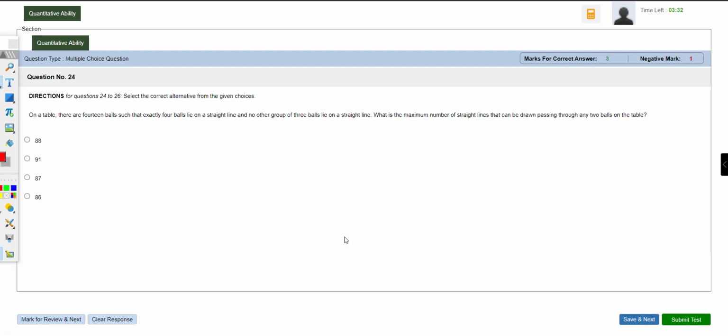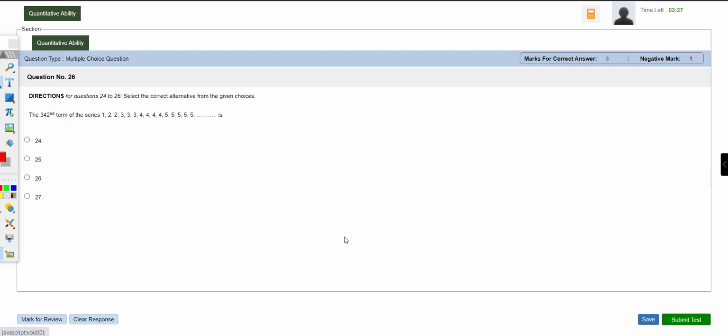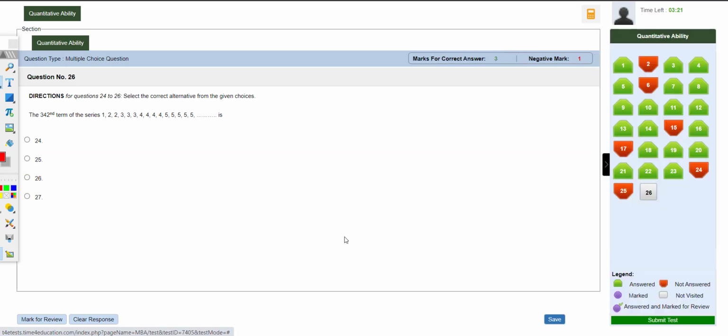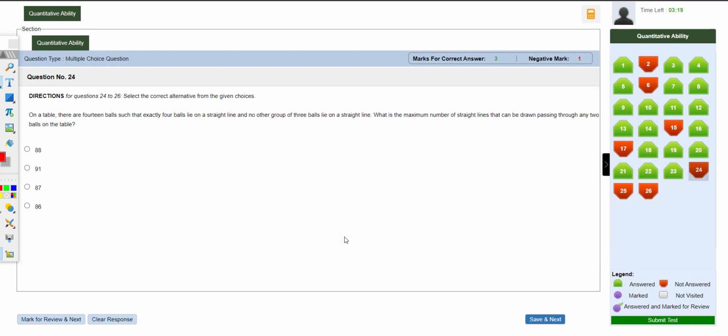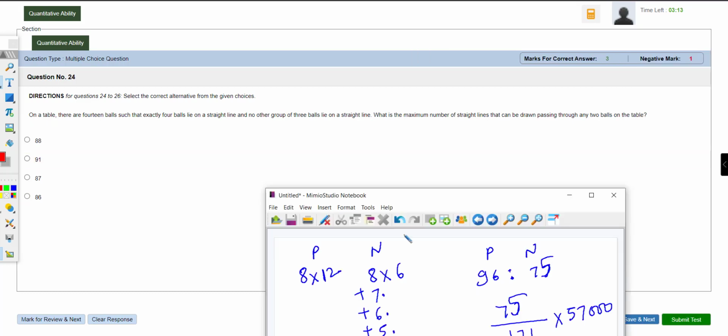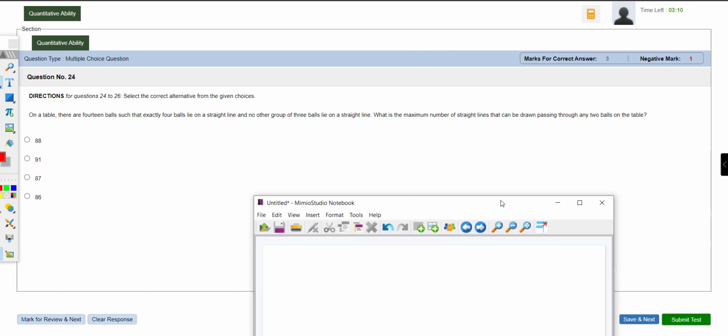Question number 24. We are left with 3.5 minutes. Let me go through 24, 25 and 26. Hold on, we are left with very little time. Just one second, let me read this question. All 3 questions are the smaller ones. On a table there are 14 balls such that exactly 4 balls lie on a straight line and no other group of 3 balls are on a straight line. What is the maximum number of straight lines that can be drawn passing through any 2 balls?